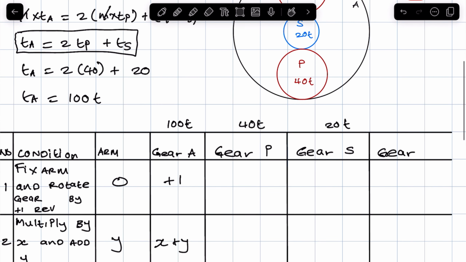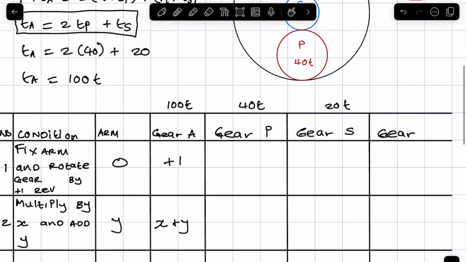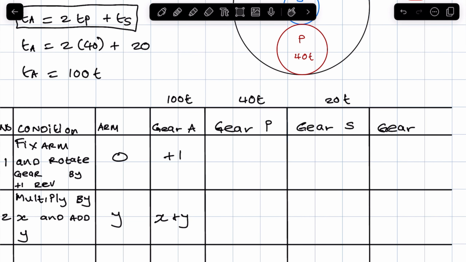So first condition, we fix the arm. The arm hasn't been named by any letter specifically, so we're just going to use arm as it is. So we fix arm and rotate our annulus, which is gear A, by 1 revolution clockwise. The plus 1 rev is shorthand for 1 revolution clockwise. Since the arm is fixed, it's obviously equal to 0, and from the first condition, gear A is being rotated by 1 revolution clockwise. So the rotational frequency of A is 1 revolution clockwise, or 1 revolution per minute.